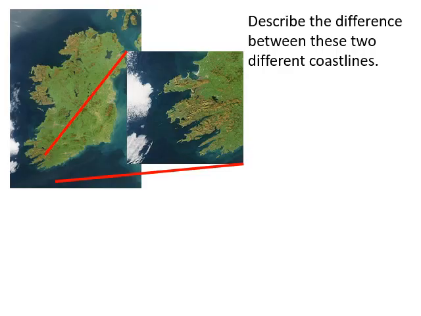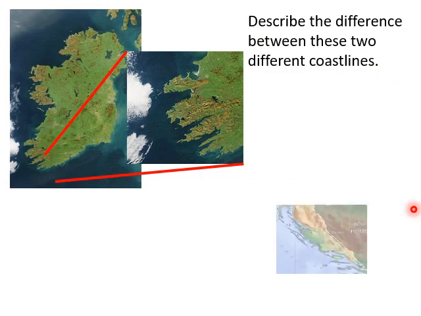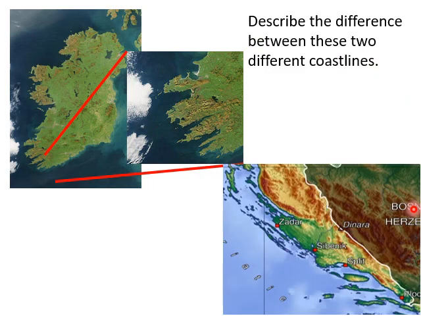So, a quick test on your knowledge here. We've got two different types of coastline. What I want you to do is just write down what is the term for this type of coastline that we can see here, and what would we say about the coastline here? What are the key elements to it? So pause the video, have a go now.